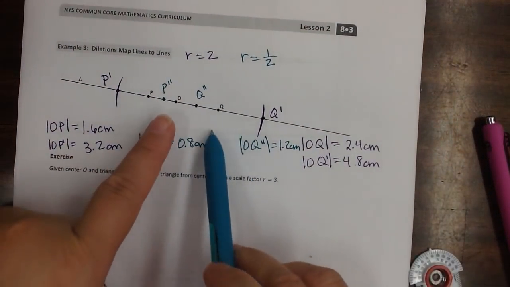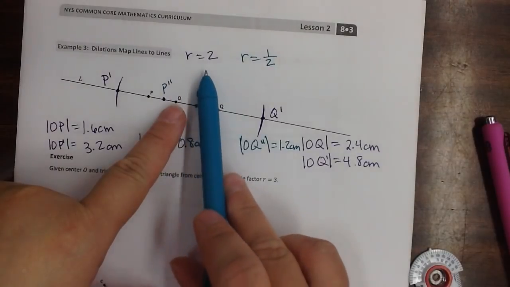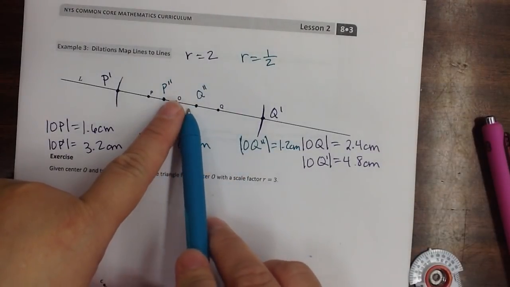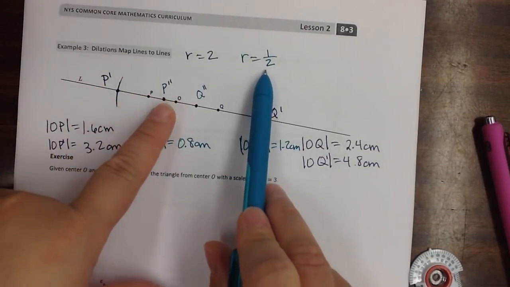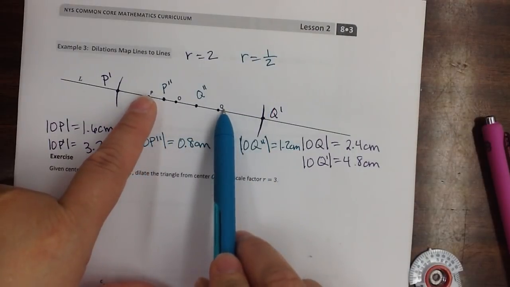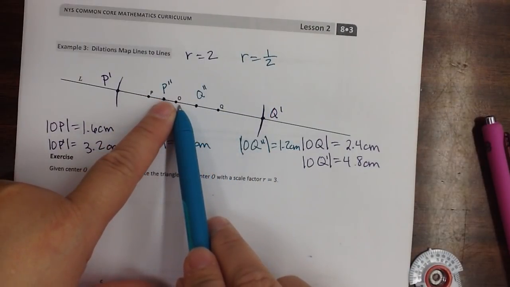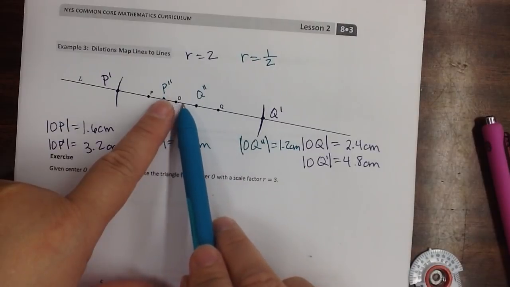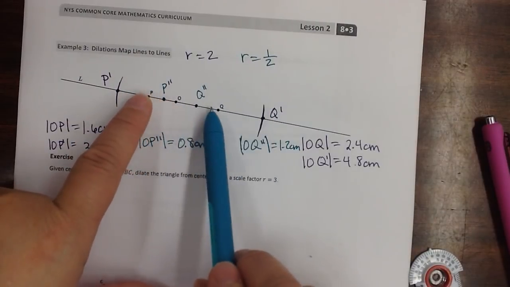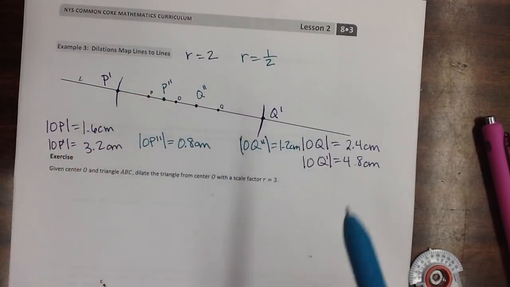Alright, so when the scale factor is greater than 1, the points move away. When the scale factor is less than 1, the points move toward the center. Greater than 1, the points move away from the center. Less than 1, the points move toward the center.